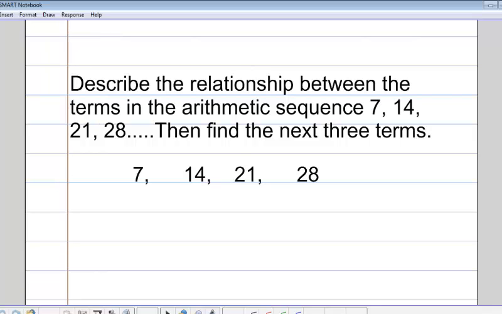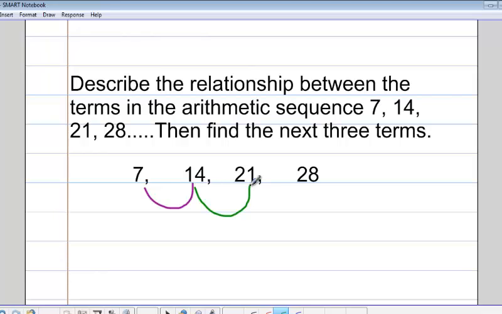Our first question we can ask ourselves is, what do we need to do to the first term to get to the second? So from here to here, what are we doing? Well, we can either add 7 or multiply by 2. So then let's take a look at our next set of numbers, 14 to 21. How can we get to that next number? We have to add 7.